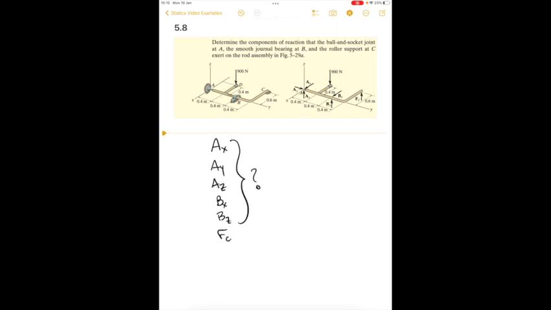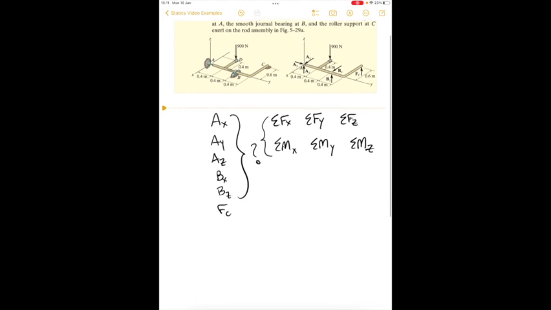So we have 6 unknowns, which means we need to use 6 different equations. Well, we can do the sum of the forces in the X, sum of the forces in the Y, sum of the forces in the Z, the sum of the moments about the x-axis, the sum of the moments about the y-axis, and the sum of the moments about the z-axis. So that gives us the 6 equations that we need to solve those 6 unknowns. So I'll do these in order of how this would be done the fastest way. But you might not be able to see that right away.